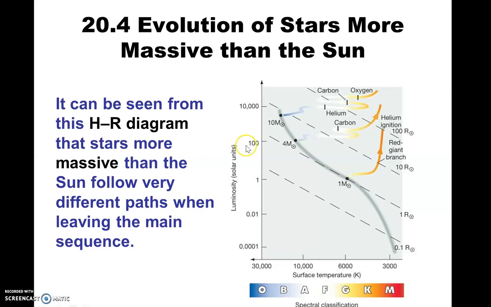So the ones that are a little bit above where our sun is on the main sequence, let's say 1.5, 2, 3, 4 times the mass of the sun, follow very similar paths, right? They lose their hydrogen fuel supply in the core, and of course they leave the main sequence when that happens, and they go through this whole red giant stage, and kind of go back and forth in this giant area.